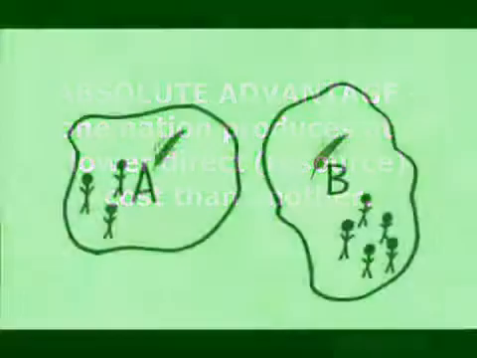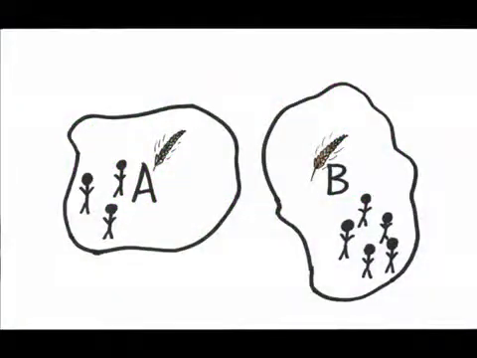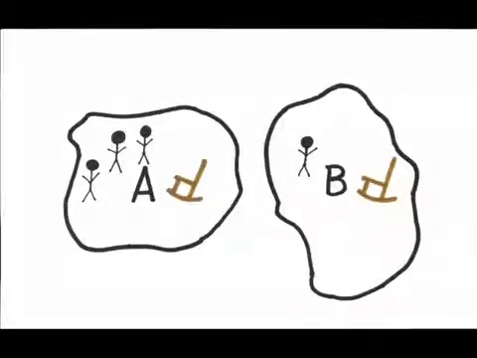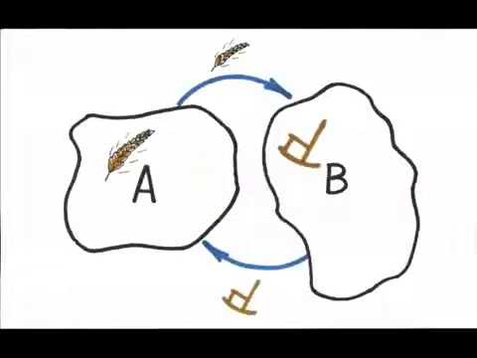So if country A could produce food using less labor than country B, and country B could produce furniture using less labor than country A, then it would be mutually beneficial for the countries to trade with each other.